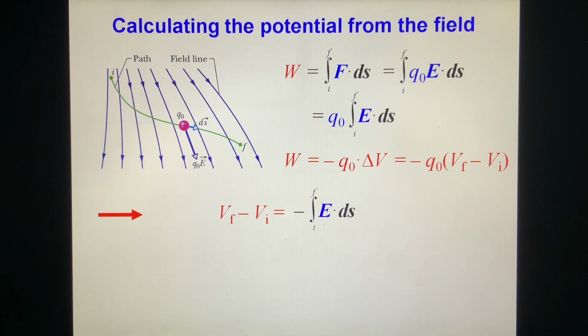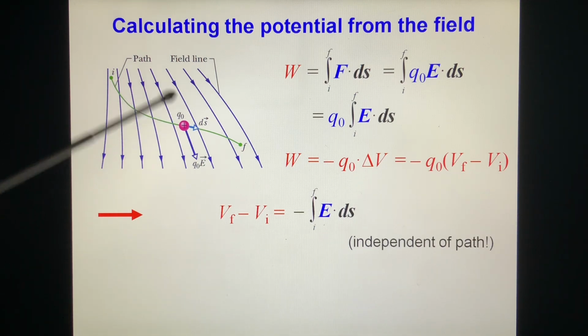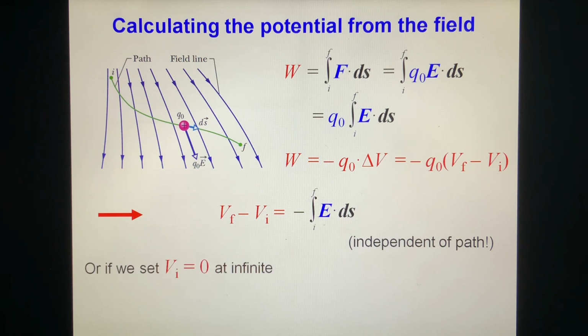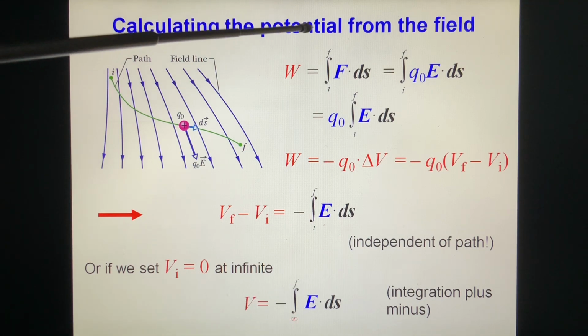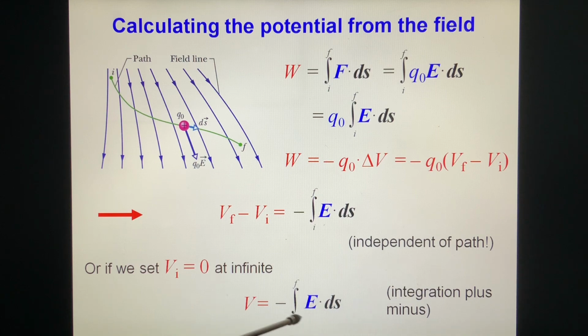Integration with a plus and minus sign, this is what I try to remember. The result should be independent of the path because electric force is a conservative force. Or we set Vi equal to 0 at infinity. Then V at the point equals minus the integral of E dot ds from infinity to this final point position. This relation is calculating the potential from the field.